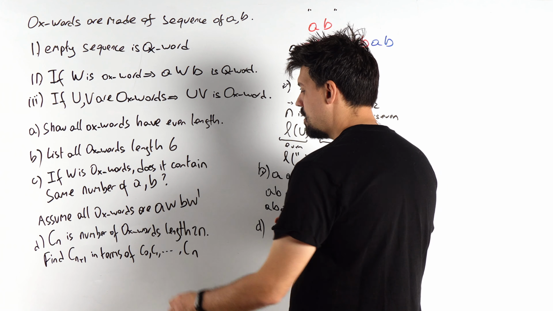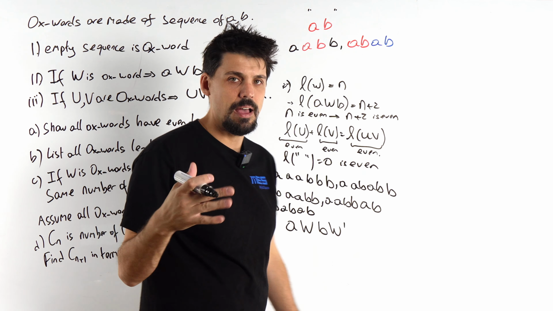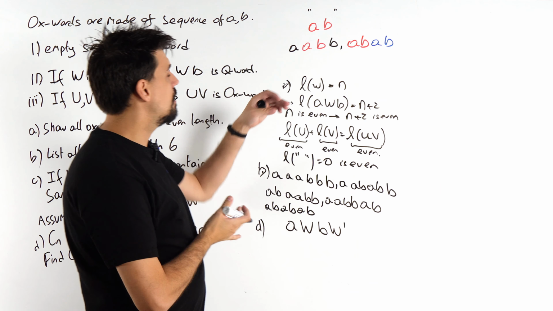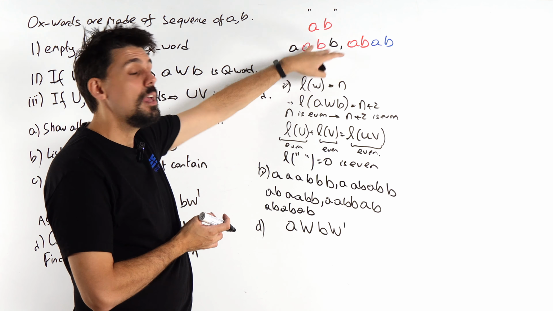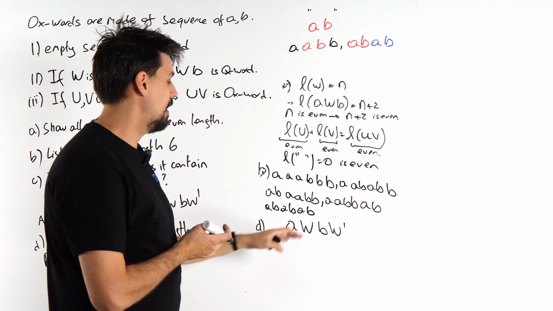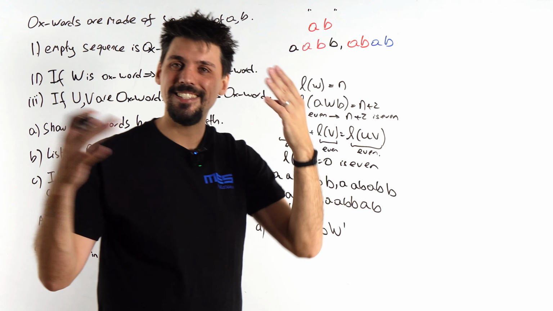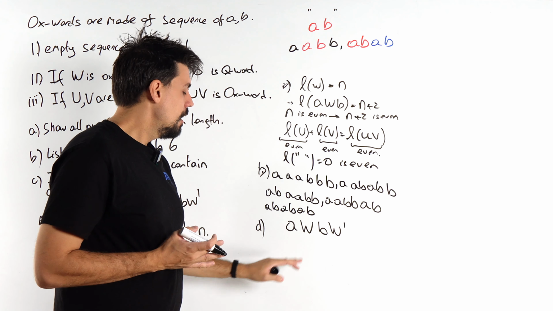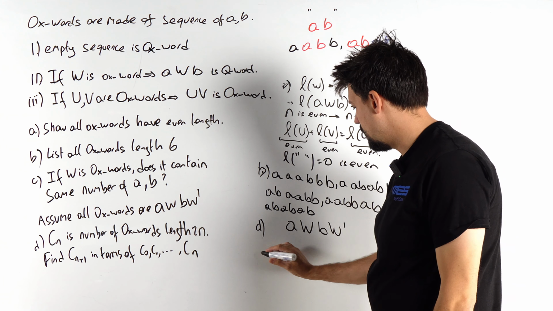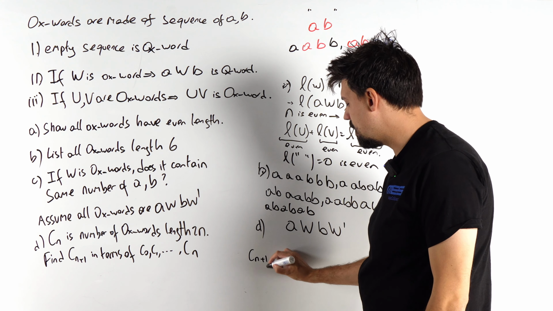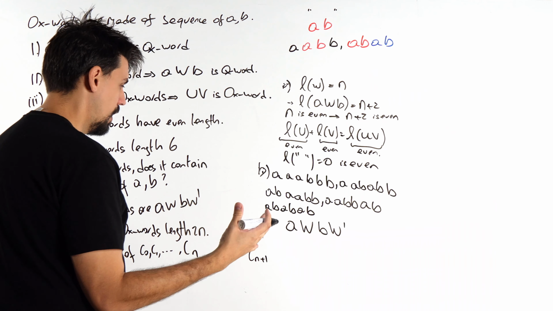Now, Cn is the number of words of length 2n, because they're always even, right? So we're going to express it that way. C1 is the number of words of length 2. C2 is the number of words of length 4. C3 is the number of words of length 6, and so on and so forth. Can we get an expression for Cn plus 1? So I want a word that is length 2n plus 2.